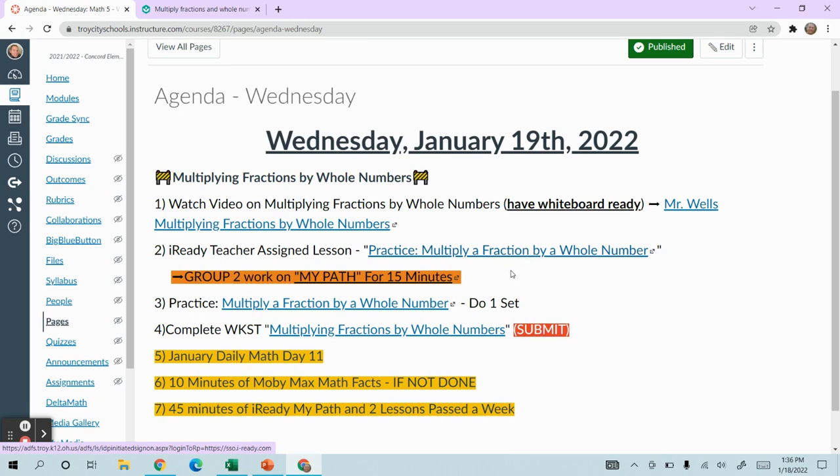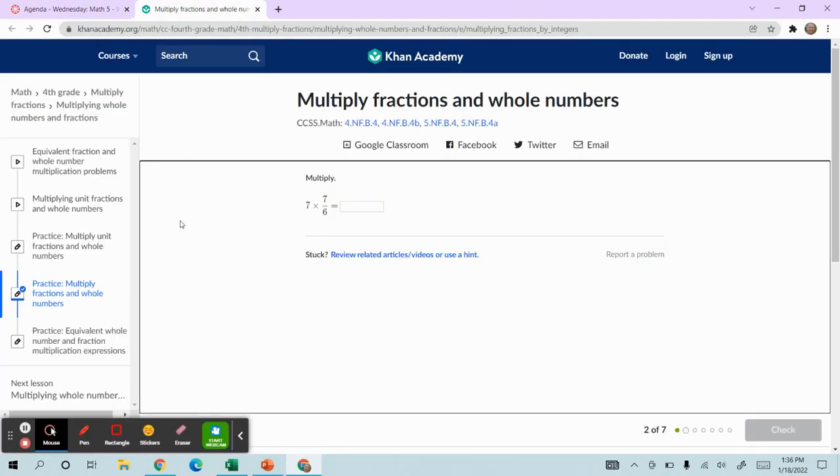For group 2 kiddos, you are going to be working on MyPath. You're going to skip this. I don't even know if I assigned it to you, but you're going to be working on MyPath. Next, you're going to be doing practicing fraction by a whole number. When you click on that, it's going to take you to Khan Academy.